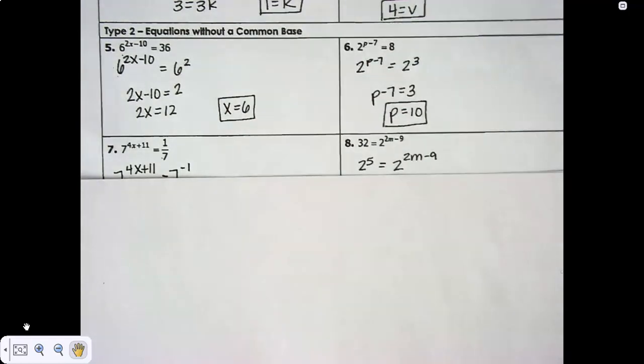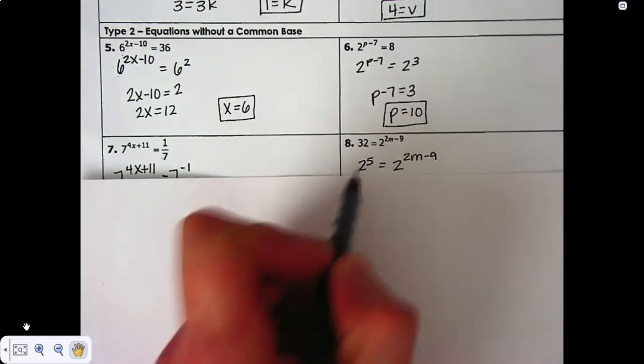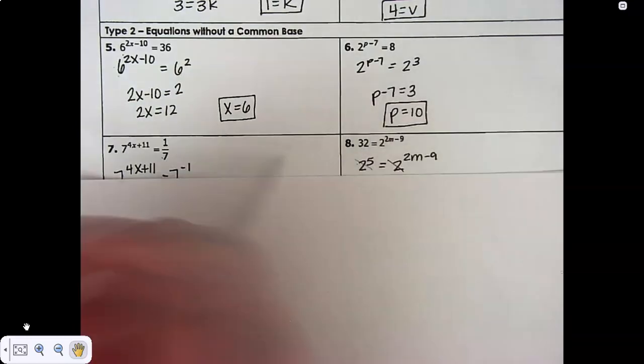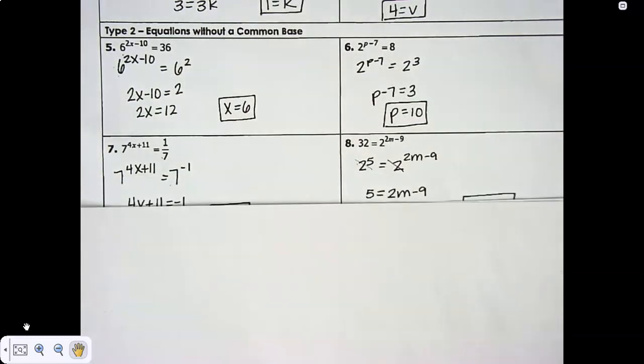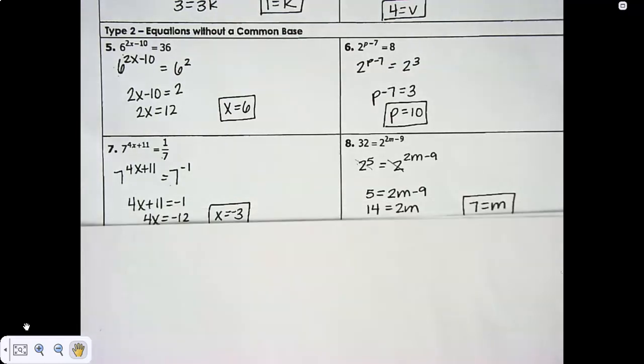So 2 to the 5th power on the left side equals 2 to the 2m minus 9 power on the right side. Once again, I have common bases, so I can just go ahead and ignore them and solve the resulting equation. 5 equals 2m minus 9. You add 9 to both sides, you get 14 equals 2m. Divide both sides by 2, and you get m equals 7. So far, so good, I hope. Hopefully nothing's too complicated about this.